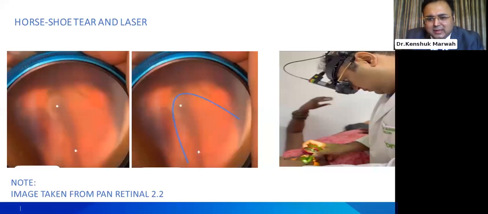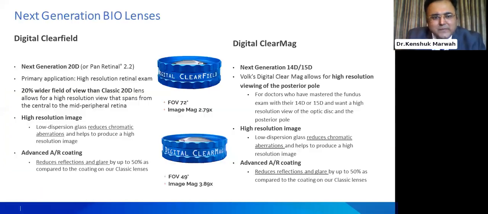I'm doing the laser. I have rested my fingers on the patient's chin, and with the index and the thumb, I am manipulating the lens to give the right laser to the patient, to put 4 or 5 rows of barrage around this horseshoe tear, and the patient is happy.